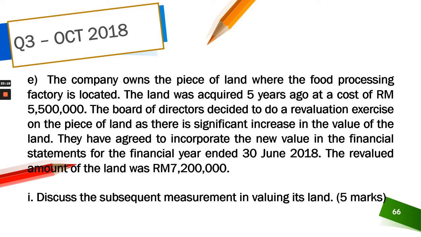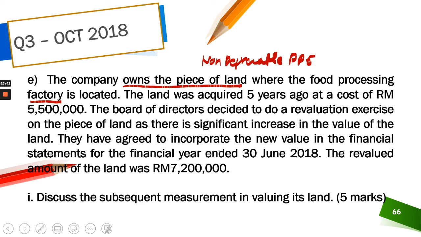Okay, now the last part of the question is part E. Company owns piece of land. Land is a non-depreciable PPE. And this is the land where the food processing factory is located. So there is a factory and there is a land. Factory is of course the depreciable asset.